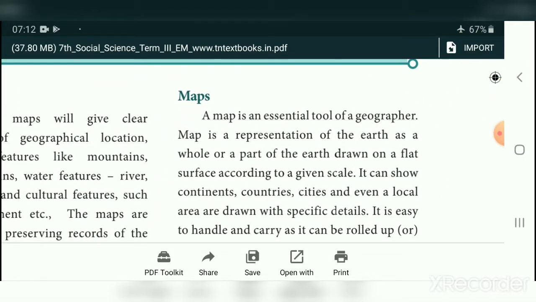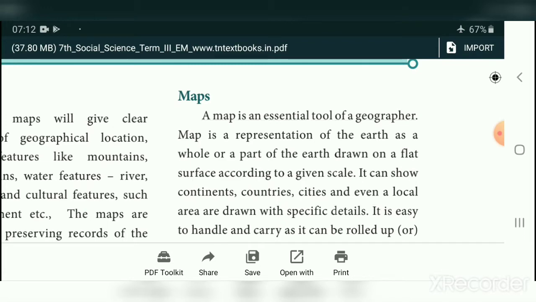What is a map? It is an important or essential tool of a geographer. If you want to study geography, the main important tool is the map. It is a representation of the earth. You underline this word. The whole or part of the earth, drawn on a flat surface or a flat paper according to a given scale, is called a map.